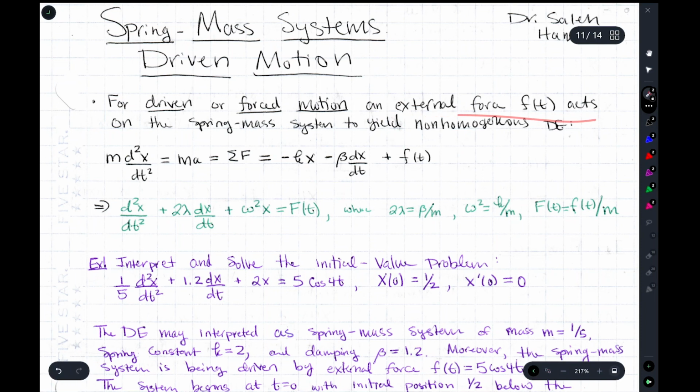We get this external force acting on the spring mass system, and looking at Newton's second law, mass times acceleration is the sum of the forces. Here's our spring force, here's our damping force, and here's this external force being applied. Rearranging, moving these two terms to the other side, and then dividing by m, we get this differential equation here, where you see these relations.